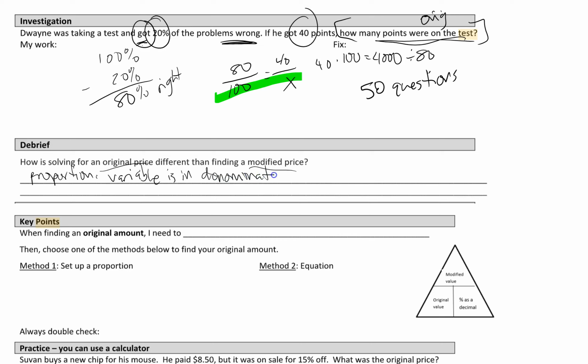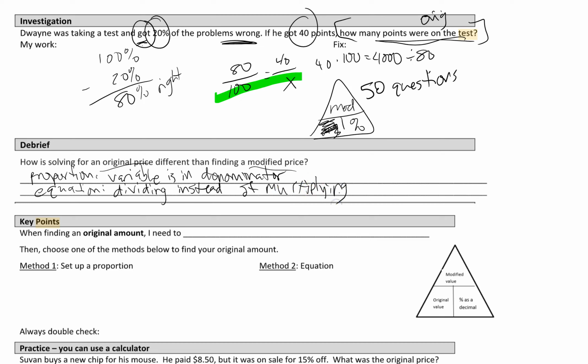If you went the equation route, you'd have to think about the triangle, and you know that we have the percent, we have our modified up top and our original on bottom. So if I'm trying to find the original, remember, cover up what you're trying to find, and we're actually left with division. So if you have the equation, instead of multiplying, you would be dividing instead of multiplying. So it's kind of reverse.